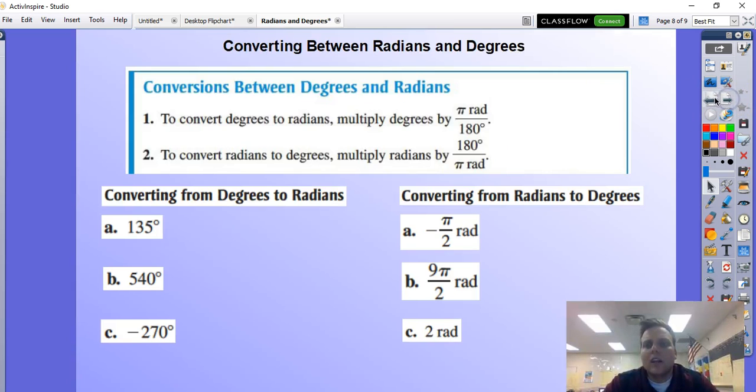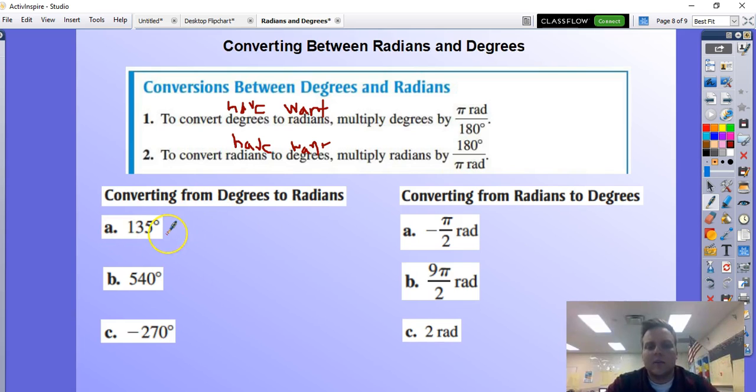Okay, so how do we use that? Well, for today, we have one single focus. We want to be able to convert between the two. To convert degrees to radians, this is what we have: degrees, and we want radians. We multiply the degrees by pi radians over 180. To convert from radians, this is what we have, to degrees, this is what we want, we multiply radians by 180 degrees over pi radians.